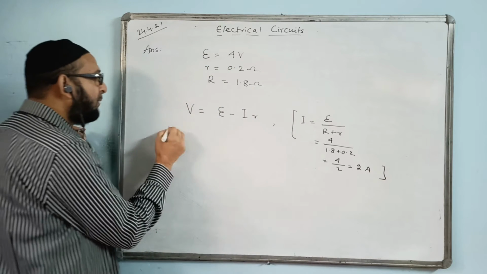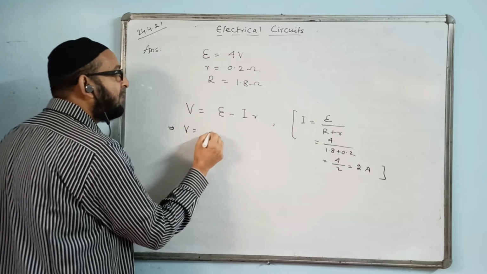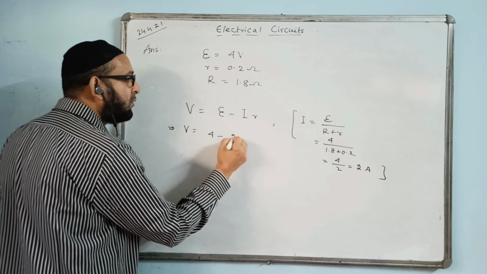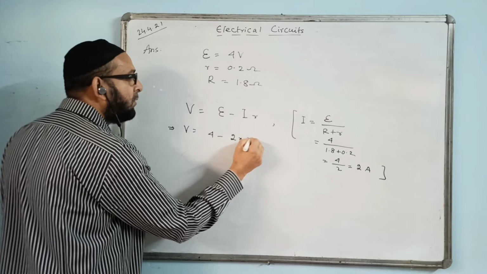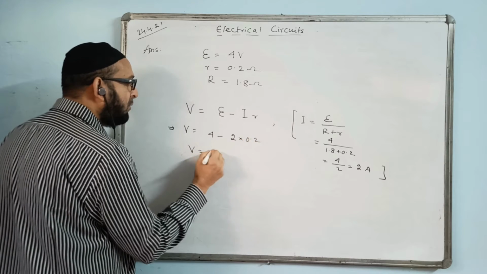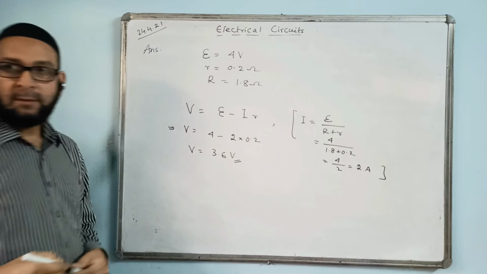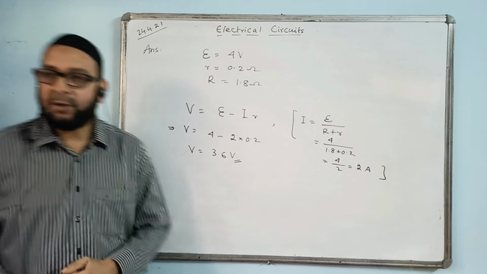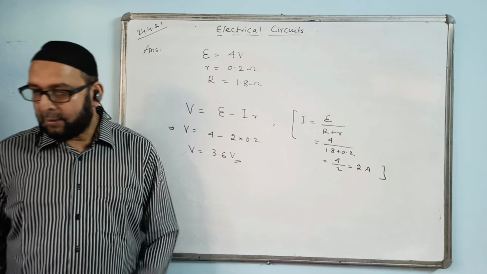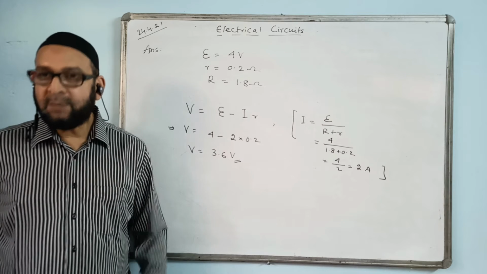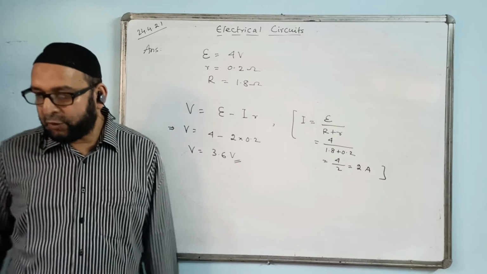Now I put the value and find answer V. EMF value put 4 minus I value is 2 into small r is 0.2. V is equal to, the answer will come 3.6 volt. This is the value of terminal voltage. Okay. Now this problem is solved. Now the next question.